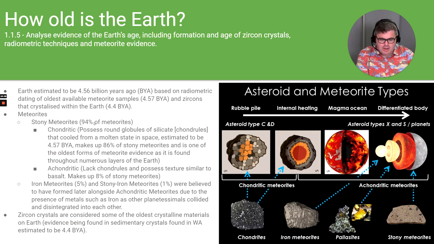Now, stony meteorites, which are a large number of them, are separated into chondritic and achondritic. Chondritic means they possess round globules of silicates, or chondrules. So essentially it's like a small glass bead that's formed within it. They cooled from a molten state in space. So they were superheated when they were kicked out of wherever they came from. When they got into space, which is very cold, they froze into a perfect sphere. And they're estimated to be 4.57 billion years old.